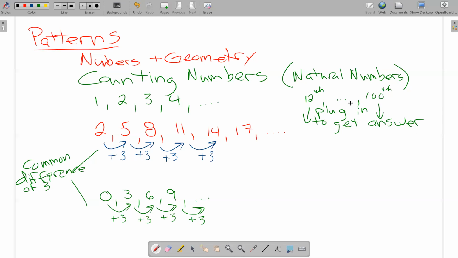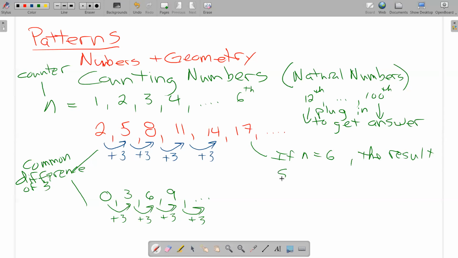Now, when we do that, to plug in, think back to your algebra days, that means you have some place to plug into, some kind of variable to use. And usually when we're counting, we use the variable n as our counter. So for example, the term 17, its n would be 1, 2, 3, 4, 5, 6. It's the 6th number. So I could say if n equals 6, the result should be 17.